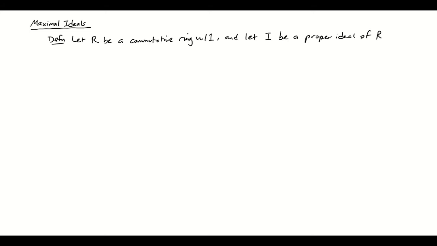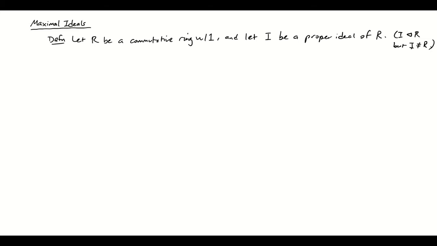In this video, we're going to talk about the idea of a maximal ideal. So here's a definition. Let R be a commutative ring with unity, and let I be a proper ideal of R. So in other words, I is an ideal, but not equal to all of R. All right?